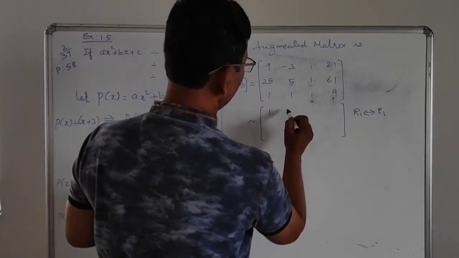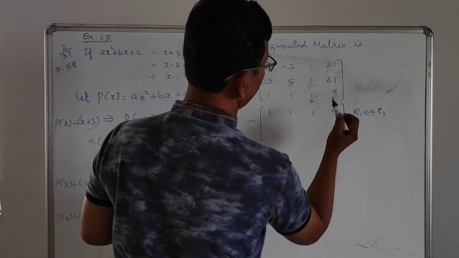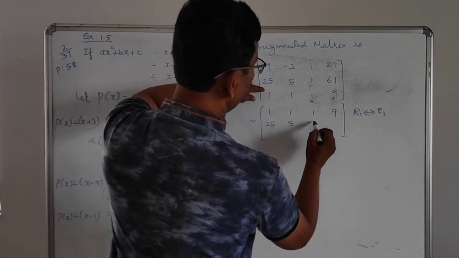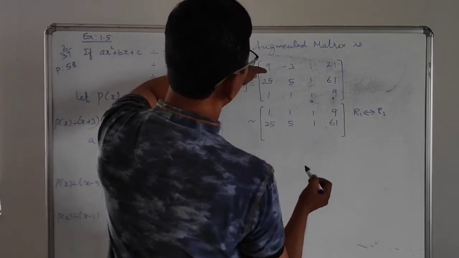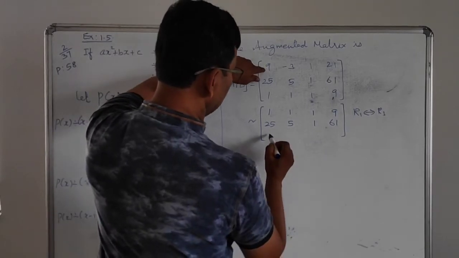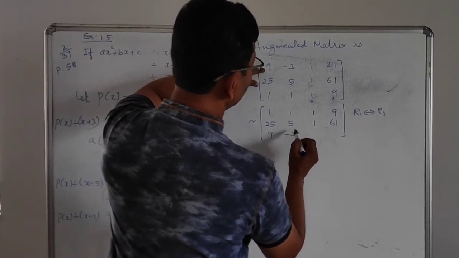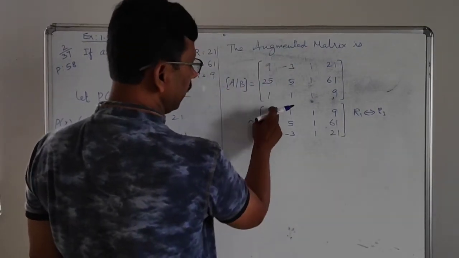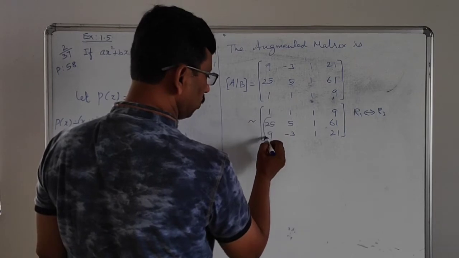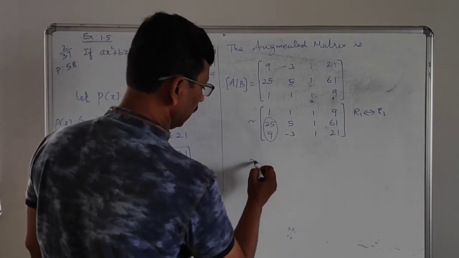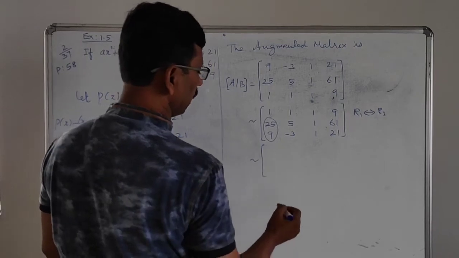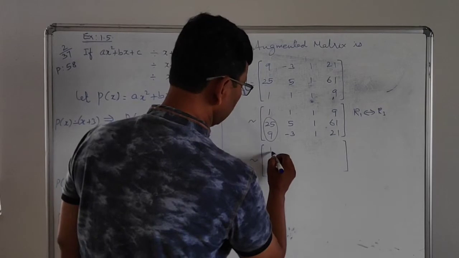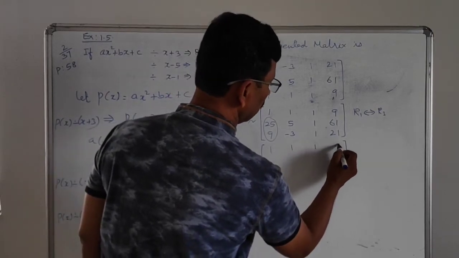So you can write 1, 1, 1, 9. Then second row as it is: 25, 5, 1, 61. Third row you can replace by first row, that is 9, minus 3, 1, 21. Now after making this as 1, you have to make these two elements 0 using elementary transformations. Therefore, we are not going to disturb the first row. Therefore, write the first row as it is: 1, 1, 1, 9.